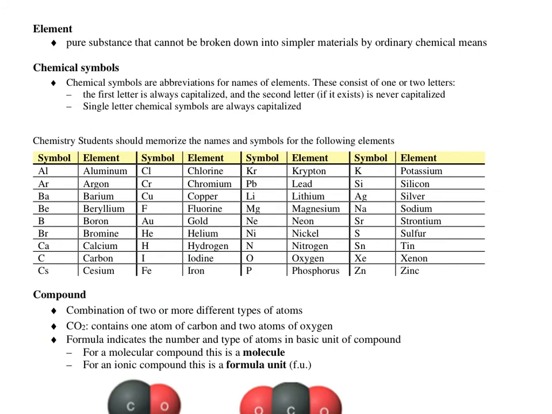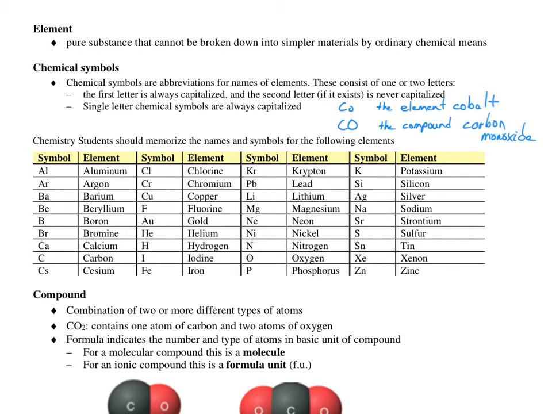There is some small amount of memorization that's required in chemistry. One is elemental symbols. Now we've learned that an element is a pure substance that cannot be broken down into simpler materials by ordinary chemical means. We've seen the periodic table of the elements and the chemical symbols. The symbols are 1 or 2 letter designations for each element. The first letter is always capitalized. The second letter, if it's there, is never capitalized.